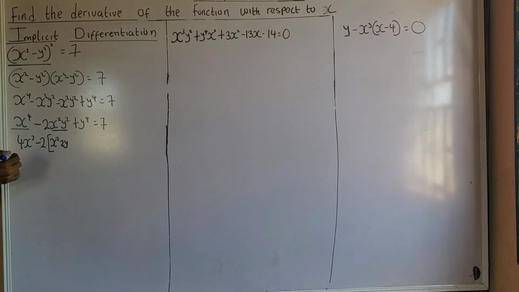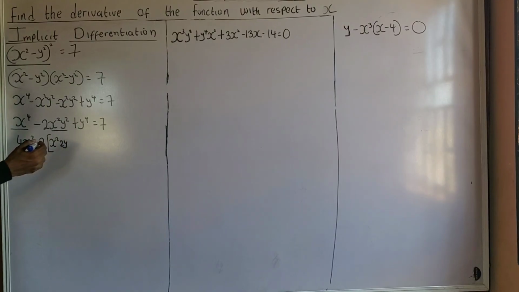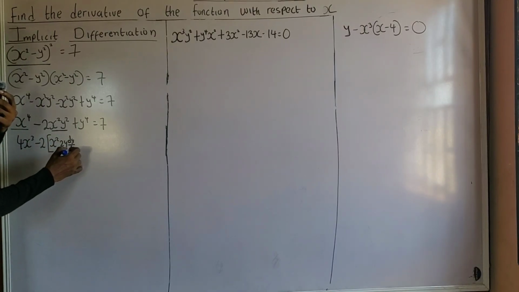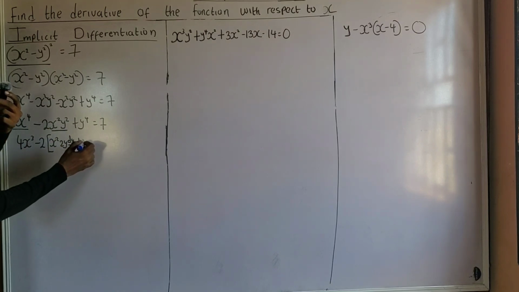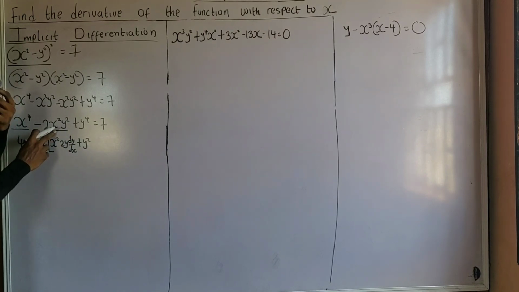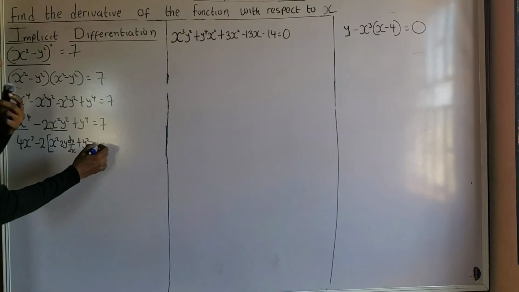And because it is y that you are differentiating with respect to x, anytime you differentiate y, you're going to multiply that derivative by dy dx. So I'm going to have 2y multiplied by dy over dx. Plus, now, keep y squared. Keep it constant. I'm going to have y squared. Differentiate x squared. You're going to have what? 2x. Are you getting it?